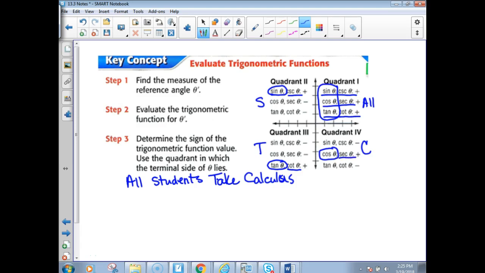That implies the secant is also positive. All right, so that's one way to remember which of the trig functions, what their sign, positive or negative, is in each quadrant.